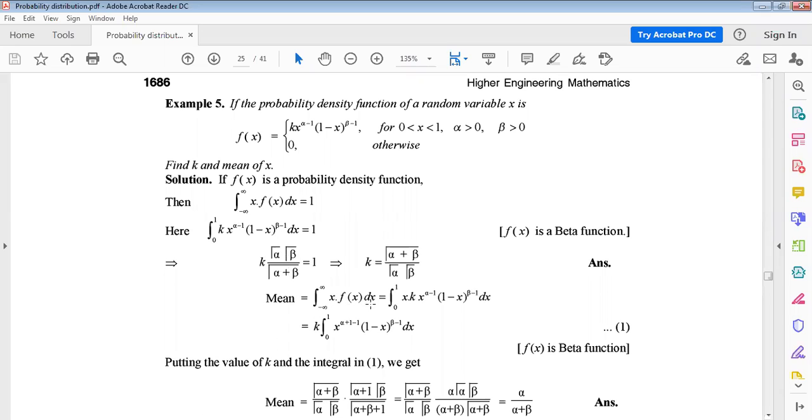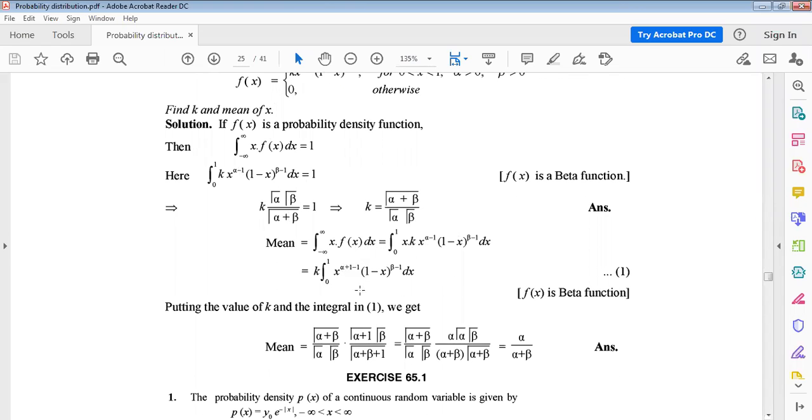This is the formula: integral of x into f(x) dx. The x into f(x) means what? This is the given function, this is the f(x). Okay, so k into integral from 0 to 1, x will be what? Alpha plus 1 minus 1. That means alpha plus 1 here in place of alpha. So putting the value of k in equation 1, we get k equals this. Okay, then x to the power, this is also a beta function. Beta function for what? Gamma of alpha plus 1 into gamma beta, just alpha plus 1 in place of alpha. This is the difference.